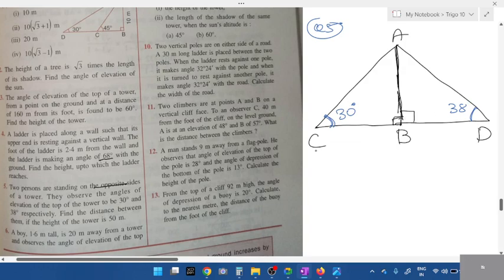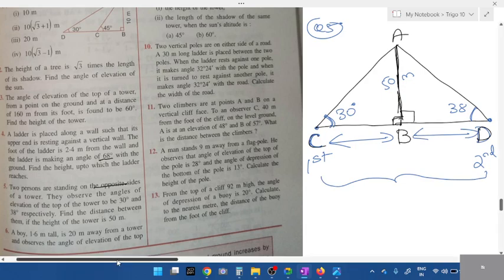Find the distance between them. Where are the two persons standing, students? In this diagram, where are the two persons standing? The first person is standing at which point? Point C. And the second person is standing at point D. Okay. Find the distance between them if the height of the tower is 50 meters. Which is 50 meters here? AB. Did you all understand? Is the diagram clear? Yeah. Find the distance between them. Distance between which two points? CB plus BD. We need to find the distance between them.